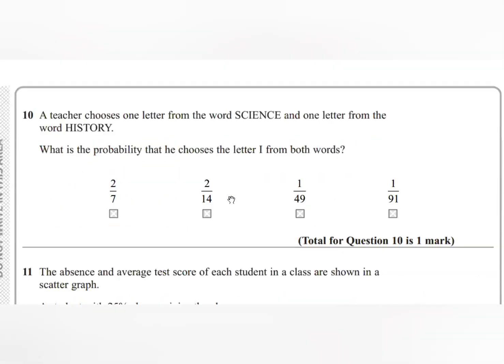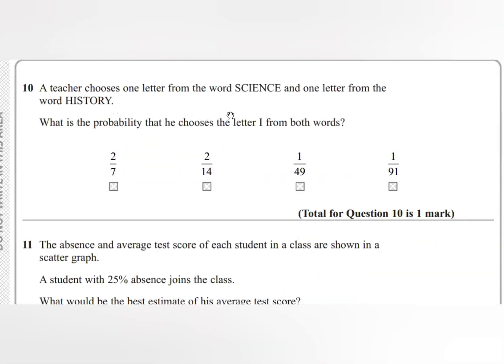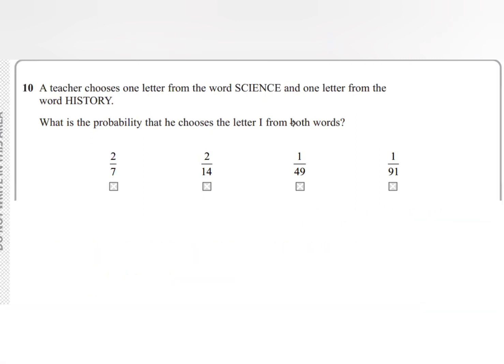Question 10. A teacher chooses one letter from the word science and one letter from the word history. What's the probability that he chooses the letter I from both words? So we need the probability of the letter I from both words. Because we have two words and both have I in them, we have to find the probability of choosing the I from each one of them.